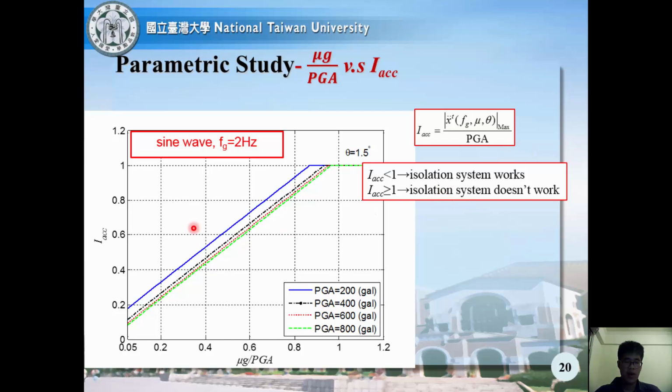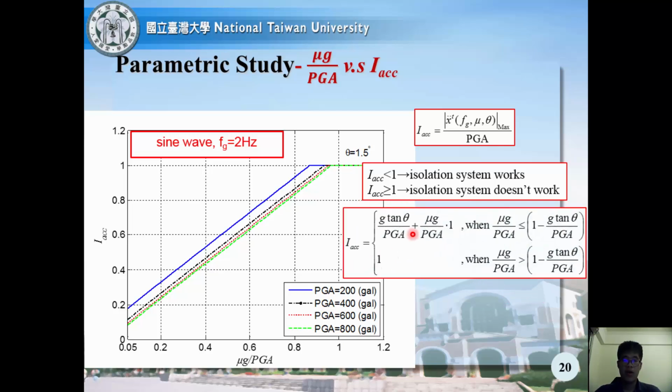So now if we first focus on one line, we may see that the greater the friction coefficient, the greater the absolute acceleration response. And then if we further consider other lines, we may see that the slope will be the same for the relationship between IACC and mu g over PGA for each line. And finally, the relationship can be expressed in this form.